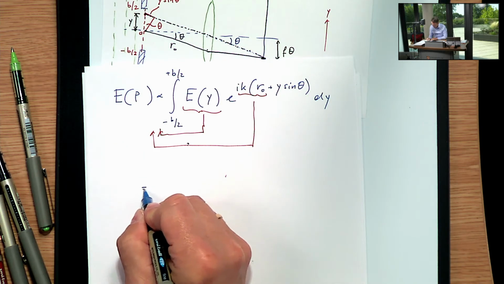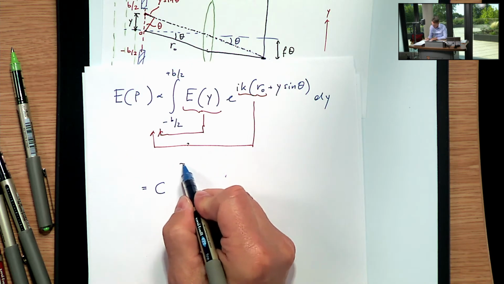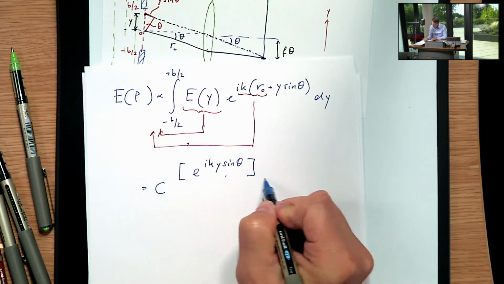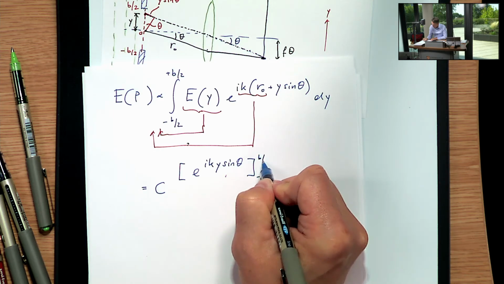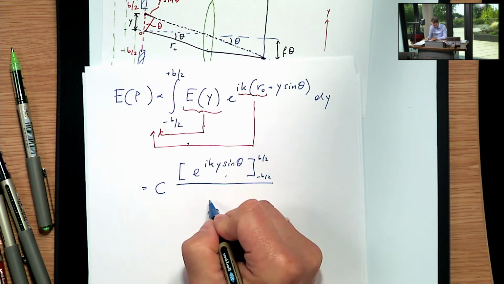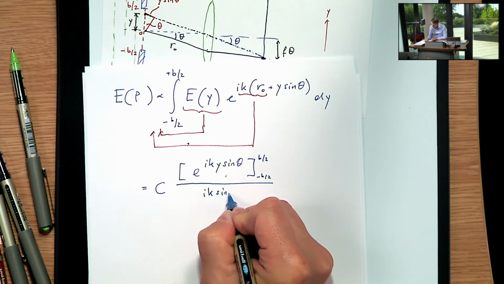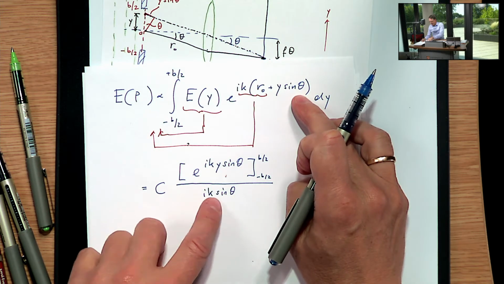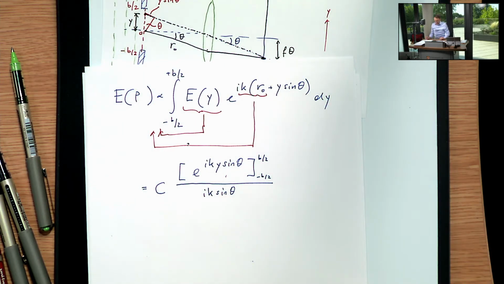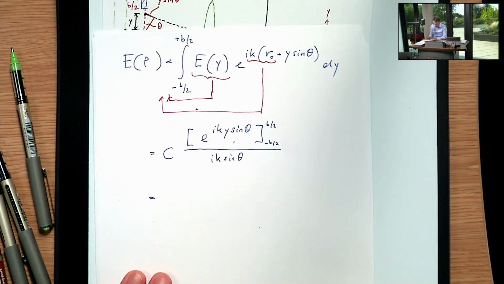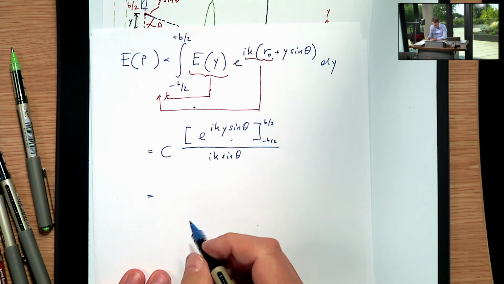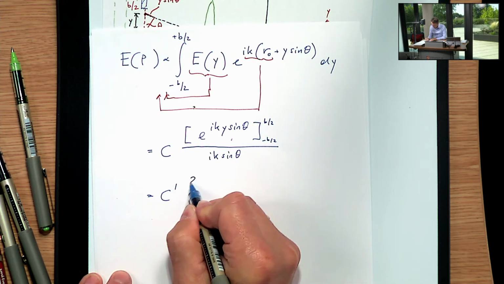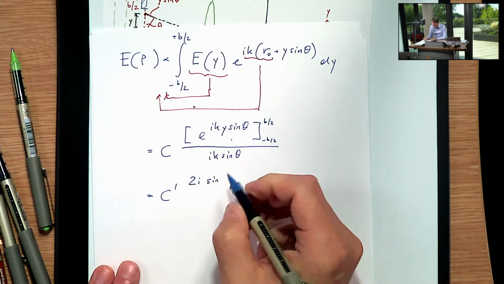And so that becomes c times e to the ik y sine theta between minus b over 2 and b over 2, divided by ik sine theta. So the integral of e to the ik y sine theta is equal to e to the ik y sine theta divided by ik sine theta. Okay, and so if we take some of these constants out again, we can rewrite this. This turns out to be c dashed, and I leave this up to you, 2i sine, but you may be able to see why that's the case.